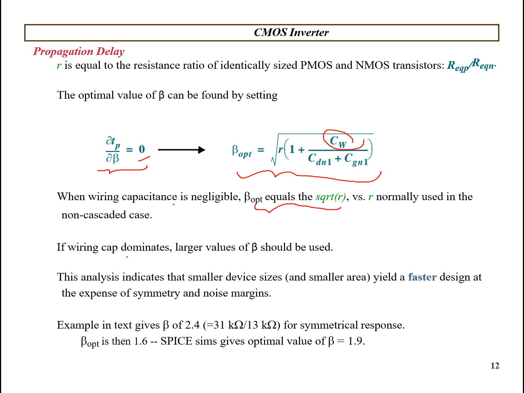Okay. If wiring capacitance dominates, see, if this term is very low, we can leave it, and your beta optimal is proportional to the square root of R. For larger values of WR, larger values of beta optimal will exist. Okay. This analysis indicates that smaller device sizes yield a faster design. Smaller device size and smaller area of your transistor yield a faster design at the expense of symmetry and noise margin.